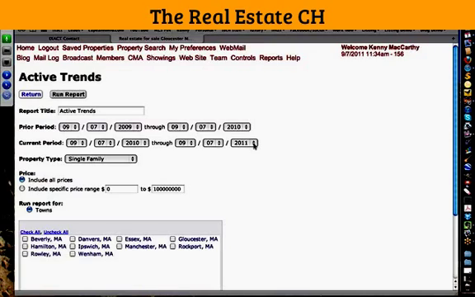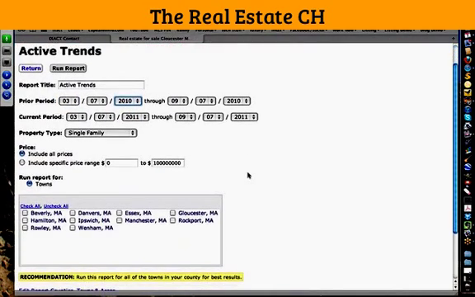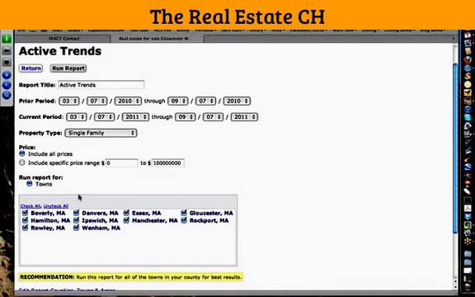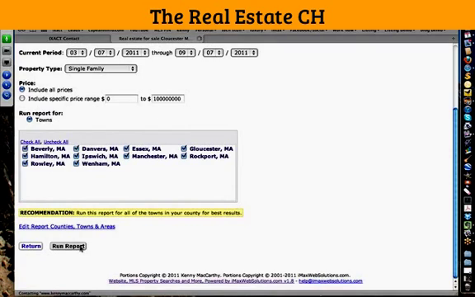So I'm going to use for a current time period back today, back 6 months. So we're going to go back to March of 11. Let's count that off. April, May, June, July, August, September. That's 6 months. So March of 11 through September of 11, and we'll use the same 6-month period last year, March of 10 through September of 10. And we're going to look at single-family houses, in all the towns that I work in. So we'll just check all those towns off, and then we will click Run the Report.